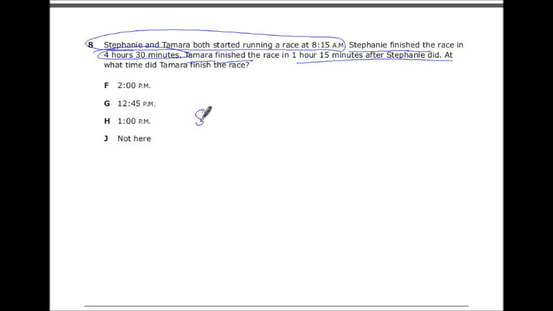Well, they both started at 8:15. Stephanie finished 4 hours and 30 minutes later. So if I add 4 hours and 30 minutes, and this is AM, that's going to get me to 12:45 p.m. So 12:45 p.m. is when Stephanie finished the race.